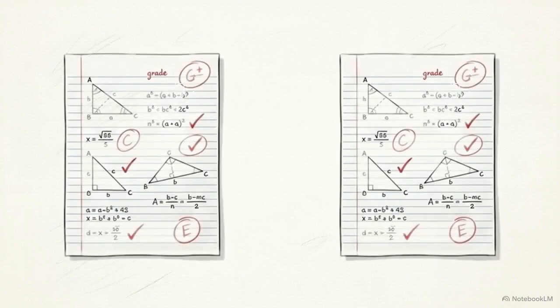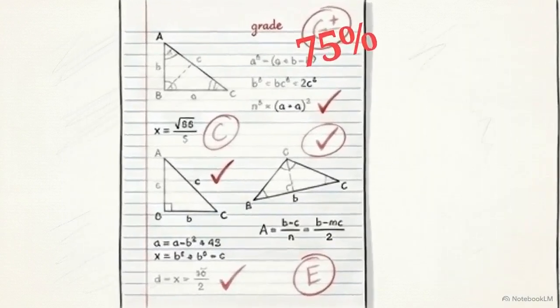Look at these two math tests. Both students received exactly a 75%. On paper, they appear to be in the exact same academic position. But review the actual work.